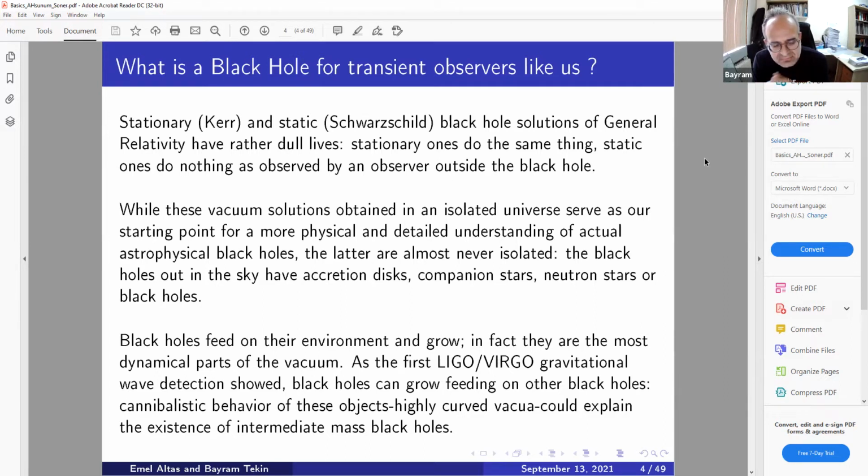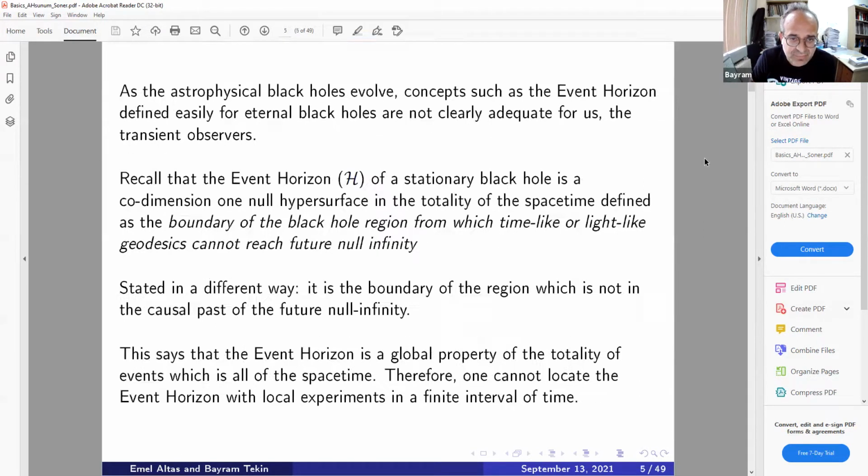And using this cannibalistic nature, we can perhaps explain the existence of intermediate mass black holes, which cannot be obtained from the collapse of a star. Okay? So since the astrophysical black holes evolved, concepts such as the event horizon, which are easily defined for eternal black holes, static and stationary ones, are not clearly adequate for us, right? You understand that the static and stationary ones do nothing, so they cannot explain the dynamical black holes.